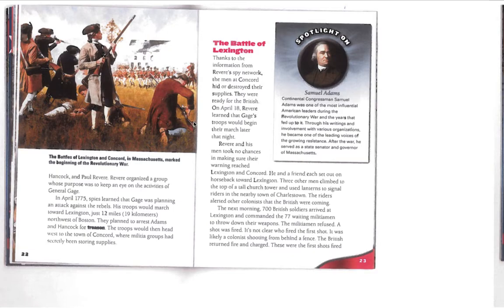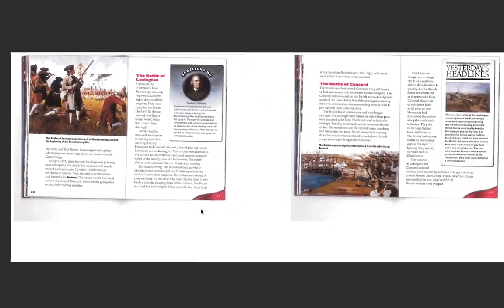I want you to pause right now and read Spotlight on Samuel Adams. Great, let's see what happens after these first shots were fired.